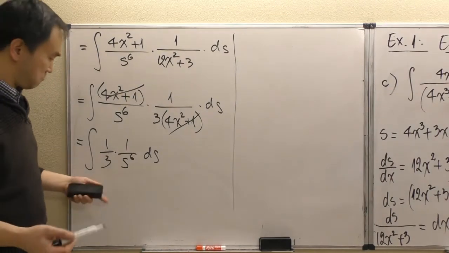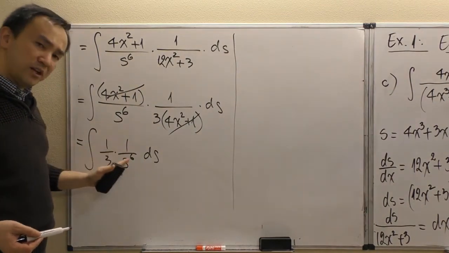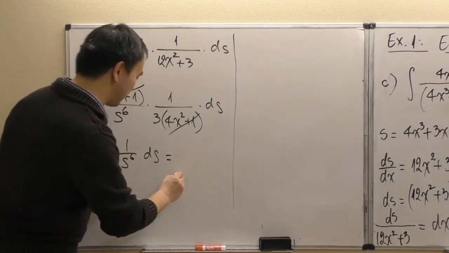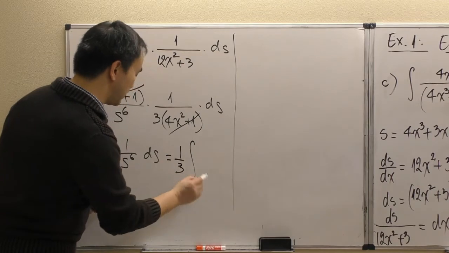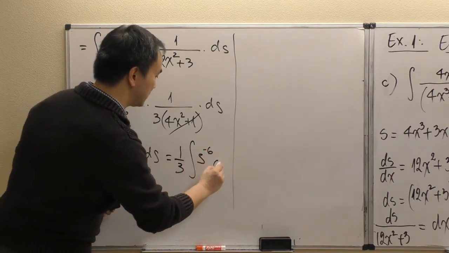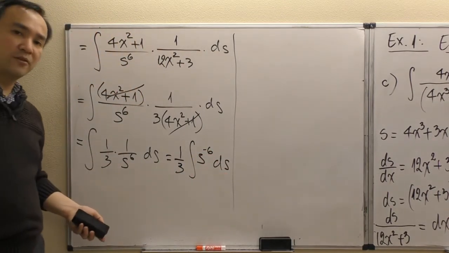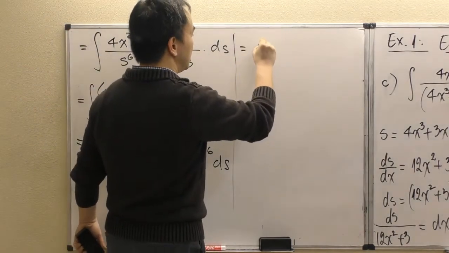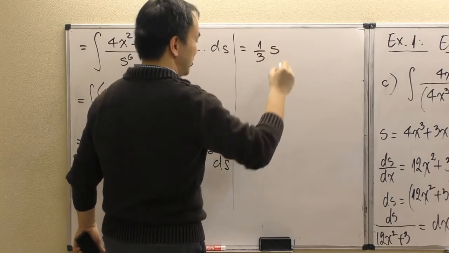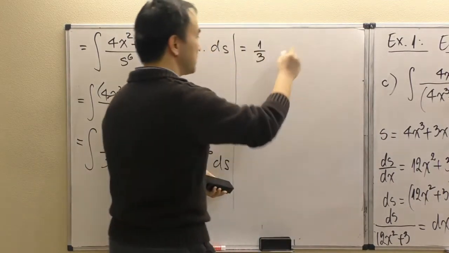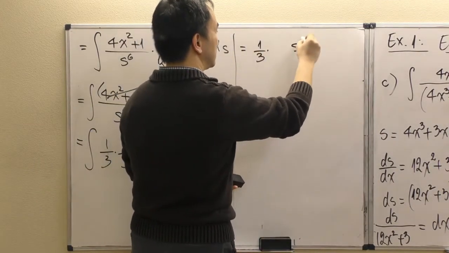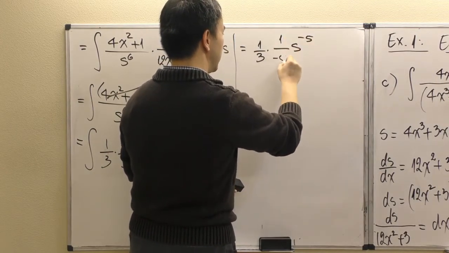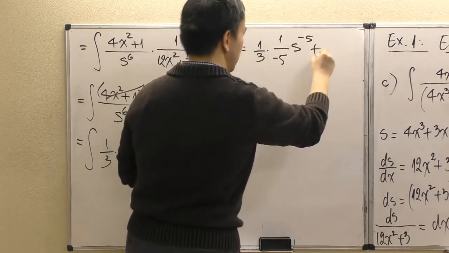So see, I have completely washed away my old variable, and now it's something trivial, because here it's now 1/3 integral s to the -6 power ds. Now I'm ready for the final answer. It's going to become 1/3 times s to the -5, but 1 over -5, plus c.